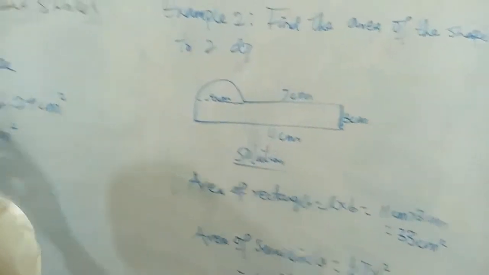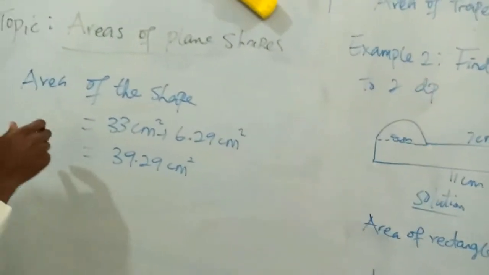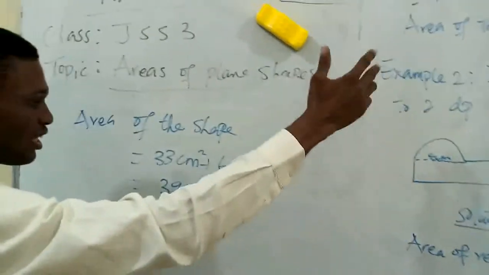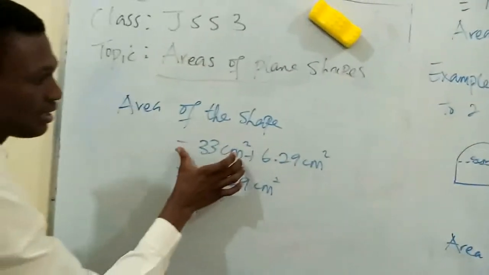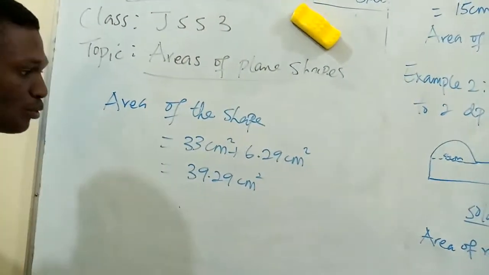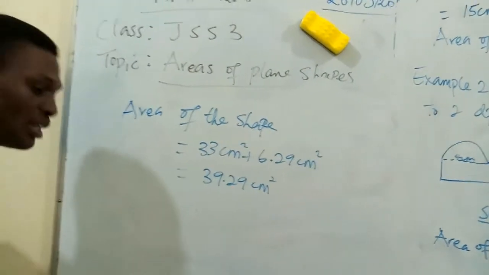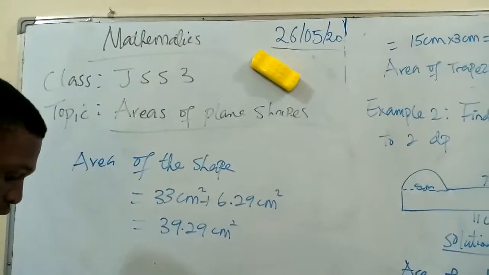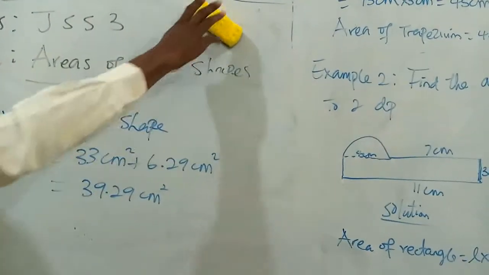So the area of the shelf becomes the sum of our area of rectangle and our area of semicircle. 33 cm squared plus 6.29 cm squared gives us 39.29 centimeters squared. So the area of our figure is 39.29 centimeters squared.